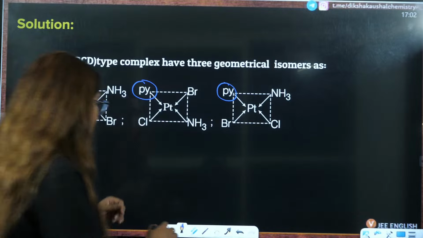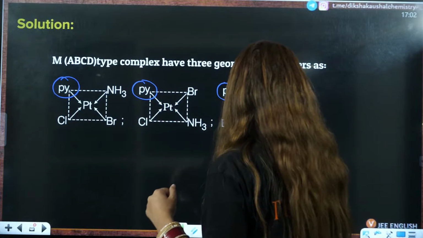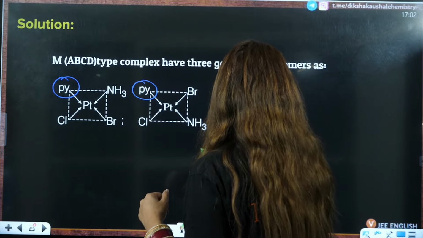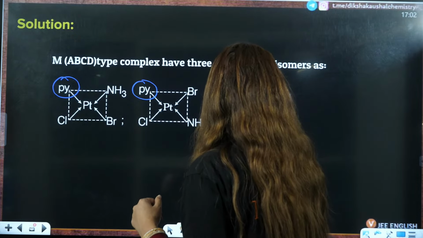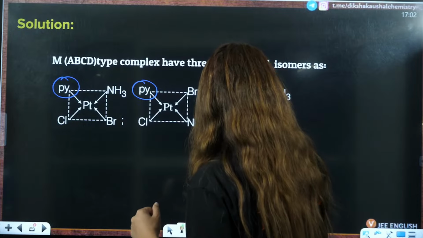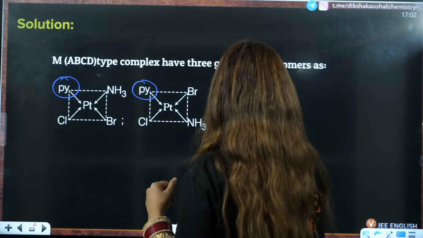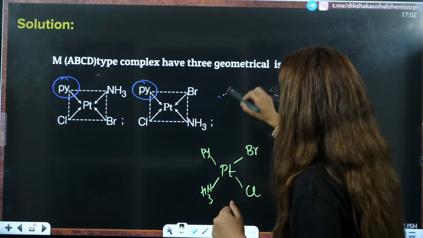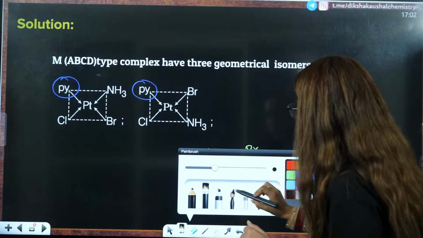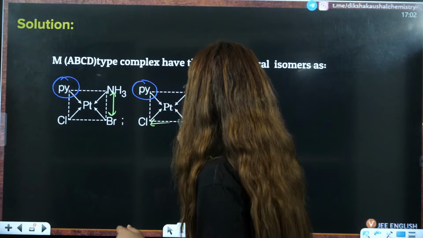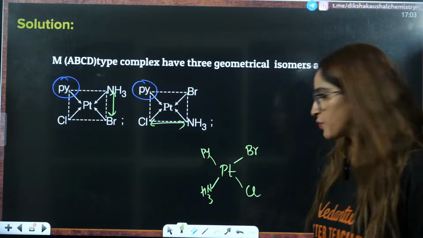What I will do is, I will not make this one. Rather, I will make Pt. This is Py. This is Br. This is NH3. This is Cl. Okay. So I would like to make this one. Reason being, because I have told you how to interchange. Okay. This bookish thing we are not going to do. Right. So firstly interchange these two, then interchange these two. Okay. These are the three isomers you will get.